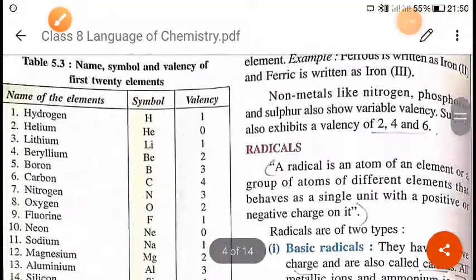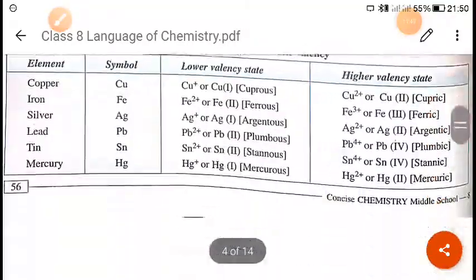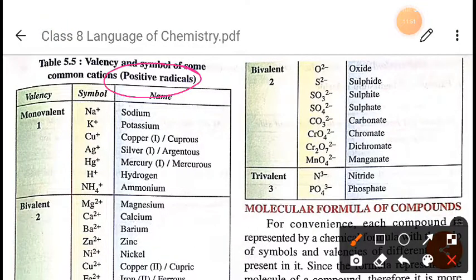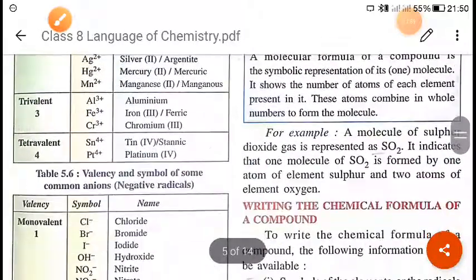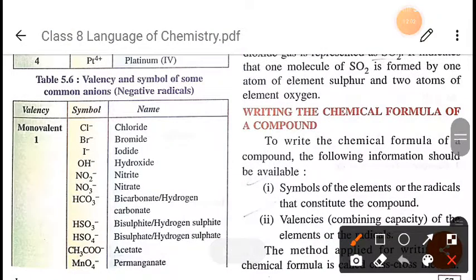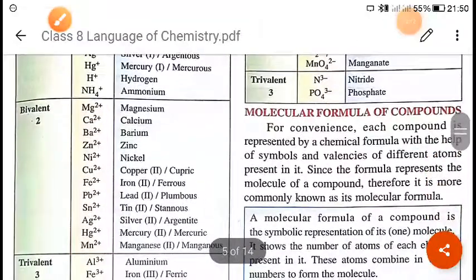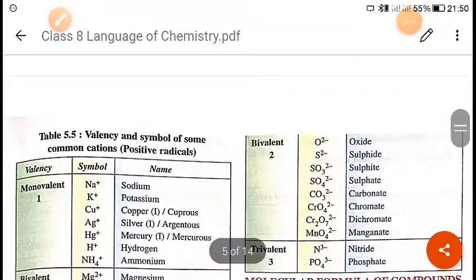In the case of a positive radical, monovalent, divalent, trivalent or tetravalent means they have given 1, 2, 3 or 4 electrons. But in the case of a negative radical, monovalent means they have taken 1 electron, bivalent means they have taken 2 electrons, and trivalent means they have taken 3 electrons. I hope you have understood this. This was all about variable valencies and radicals.